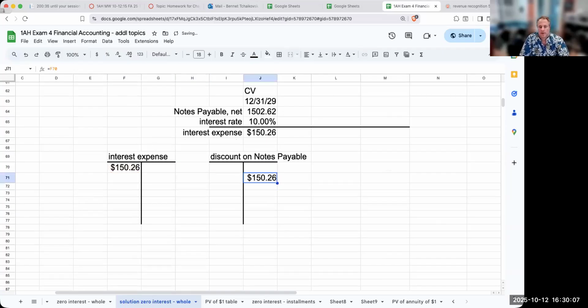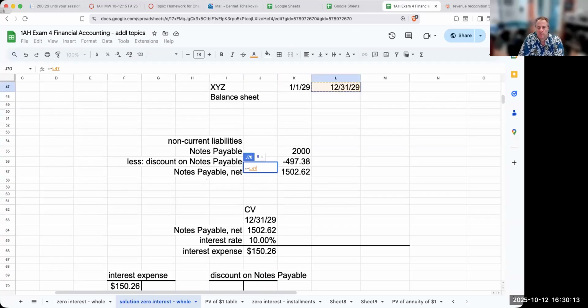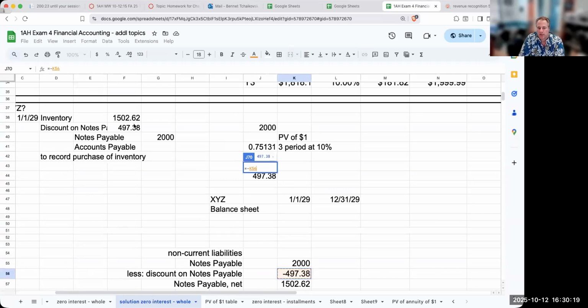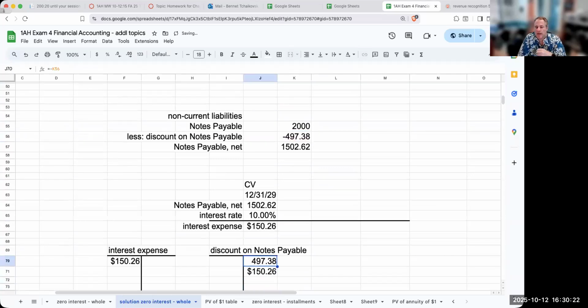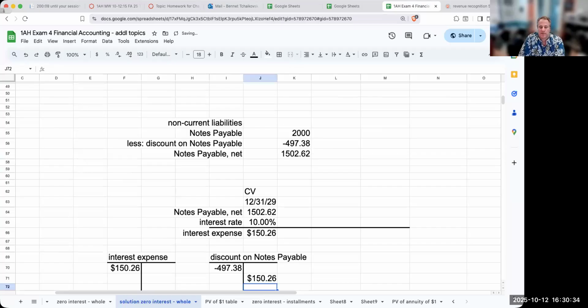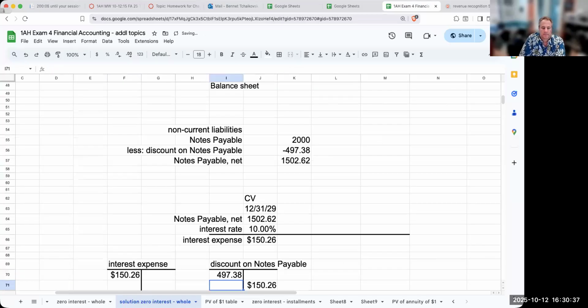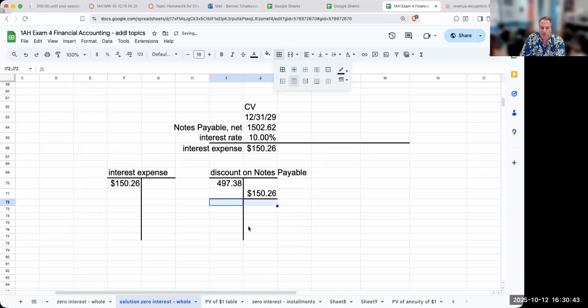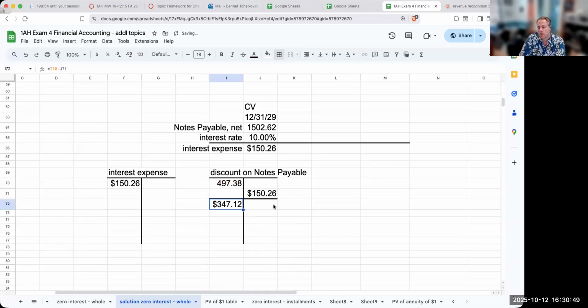Now, when I do this, I actually had an opening balance in my discount on notes payable when I first went through and did this, when I recorded the transaction of $497.38. So my initial balance in discount on notes payable was $497.38 debit. So my ending balance on my discount on notes payable is going to be $347.12.